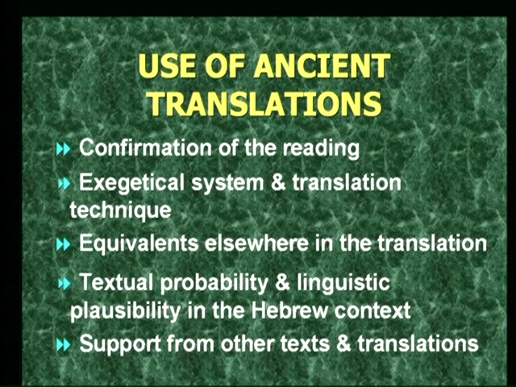Number 4, we must consider textual probability and linguistic plausibility in the Hebrew context of what we are proposing as a new Hebrew reading. And lastly, we must have support from other texts and translations. Any questions on that? Okay, let's move on then. Let's take a look at the examples here of the Greek Septuagint, and then we'll be taking a break in a minute.